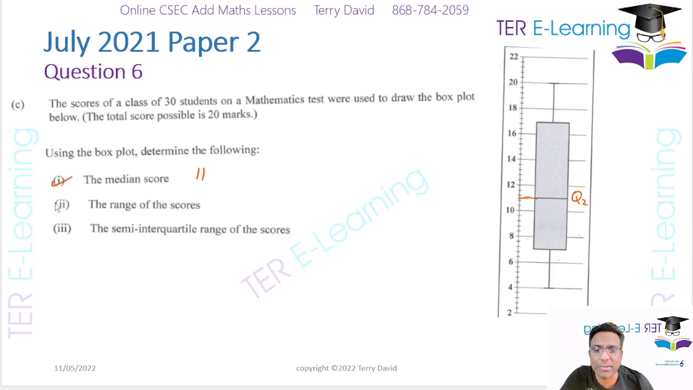So that's part 1. Part 2, the range. All we need to do is look at the highest score, which is 20, and the lowest score, which is 4. So this is going to be 20 minus 4, because the range is the difference between your highest and your lowest figure. So this is going to be 20 minus 4, which is 16. And the third part, we want the semi-interquartile range.